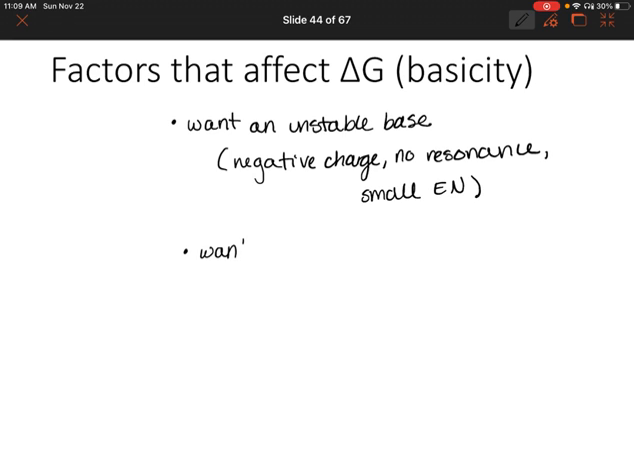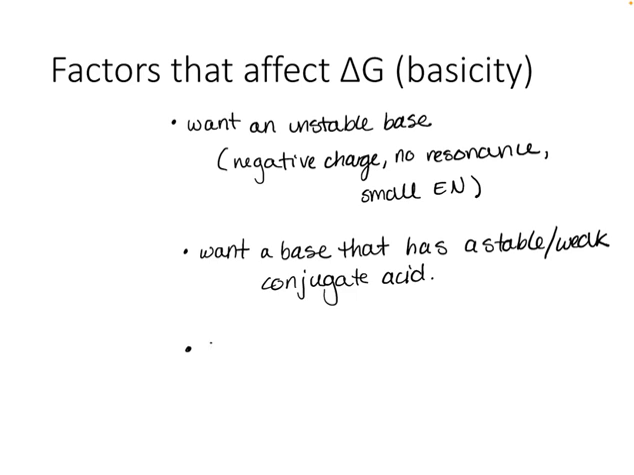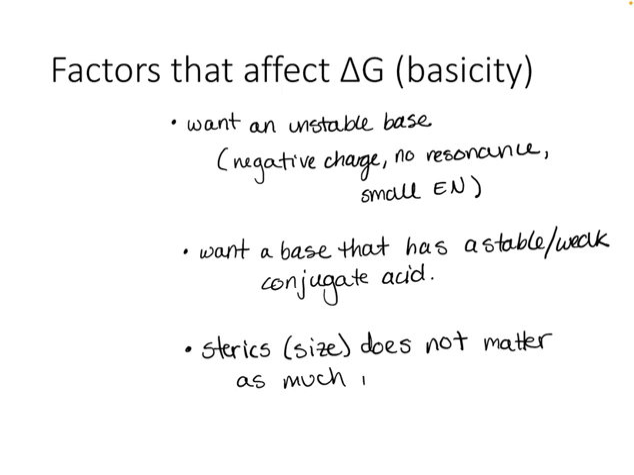Now we also want a base that has a stable or weak conjugate acid. Because remember, strong acids produce weak conjugate bases. So if you have a strong base, that will have a weak conjugate acid, and we want a strong base. We want an unstable base. Now, sterics or size doesn't matter as much for bases, so we don't have to worry about that too much. Since a base is just taking a proton, and remember protons are pretty easily accessible, the size of the base doesn't really matter.